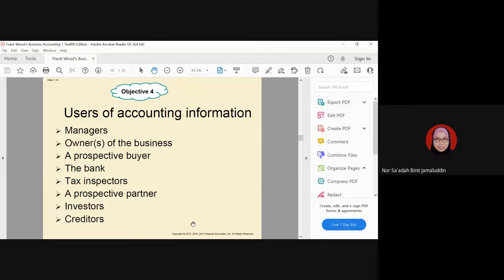Apart from that, a prospective partner. Let's say one business wants to invite more partners into the business. Maybe the type of organization is a partnership, so they want other partners to get involved. As a partner, let's say we want to be a partner for business A. Before we decide to join as a partner for business A, we must investigate whether the company is in good condition or not, by referring to the accounting information.